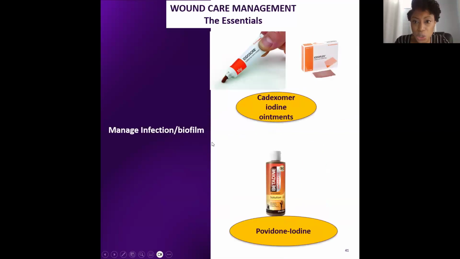We also have iodine-based products, such as cadexomer iodine ointments. Iodosorb is very popular here in the United States and is quite effective. We also have povidone iodine, so Betadine. Now, a word of caution, here in the United States, we use Betadine, but very sparingly. We don't use it often.